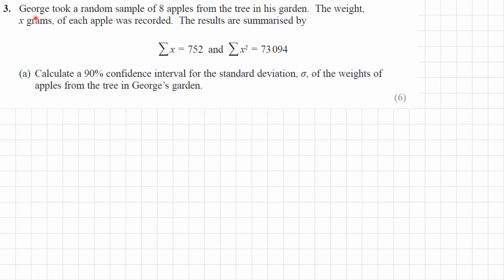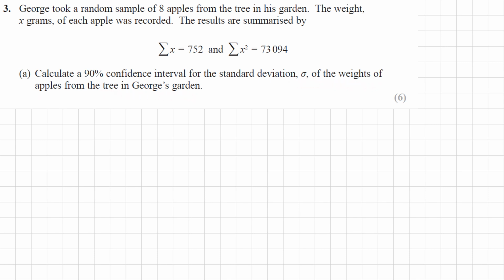Question 3. George took a random sample of 8 apples from the tree in his garden. The weight, X grams, of each apple was recorded. The results are summarized by sum of X is 752, sum of X squared is 73,094. Part A, calculate a 90% confidence interval for the standard deviation, sigma, of the weights of apples from the tree in George's garden.